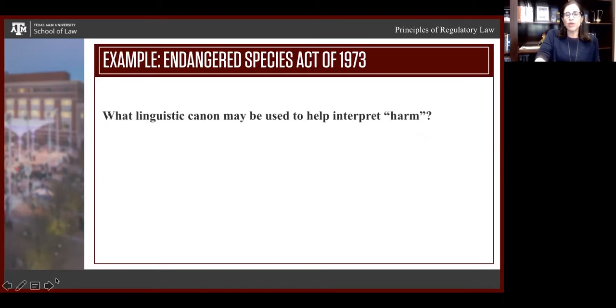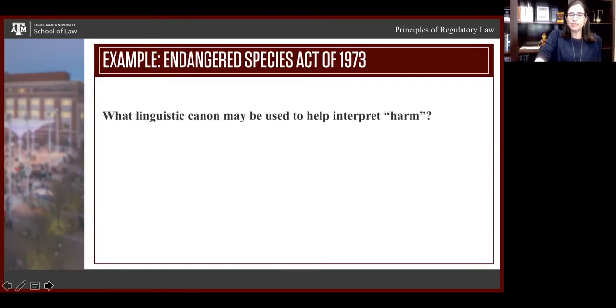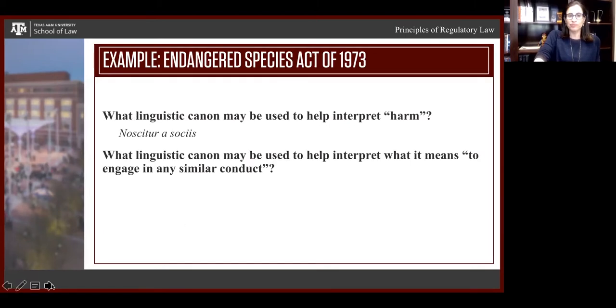So let's say we're trying to interpret the word harm. What linguistic canon could we use? Let's go back again and look at harm. Here we have harm in this list: harass, pursue, hunt, shoot, wound, etc. So in trying to define the word harm, we would look at those surrounding words, which is noscitur a sociis. But we also have this other phrase, or to engage in any similar conduct.